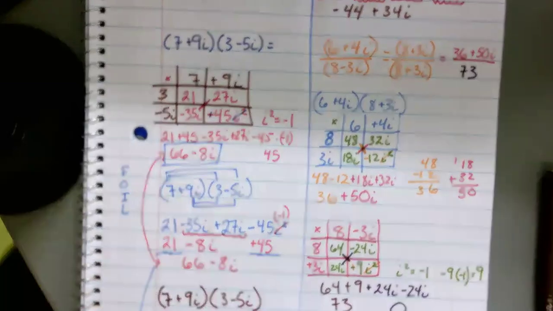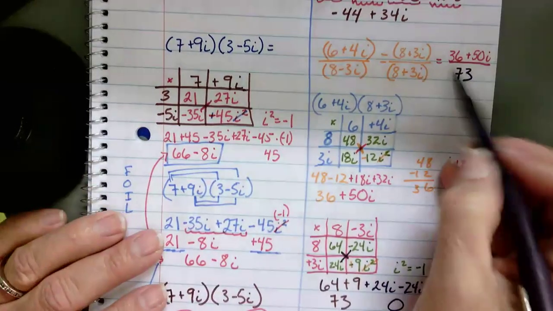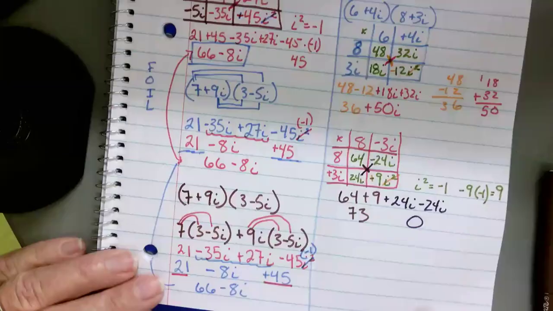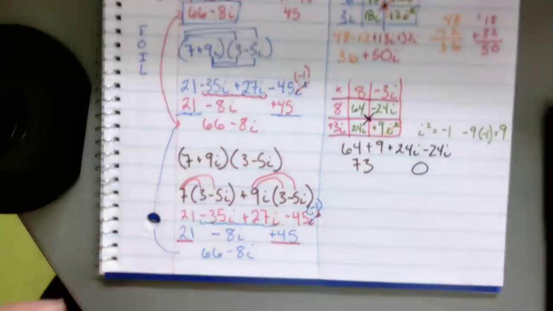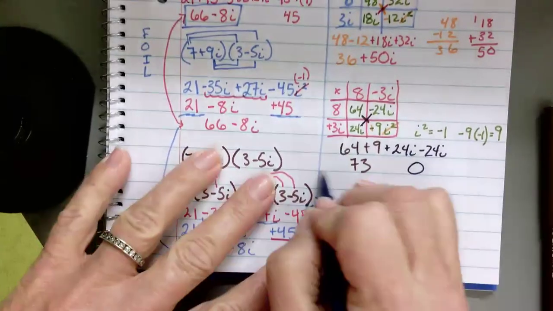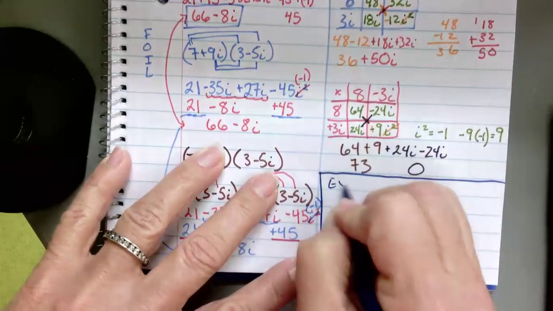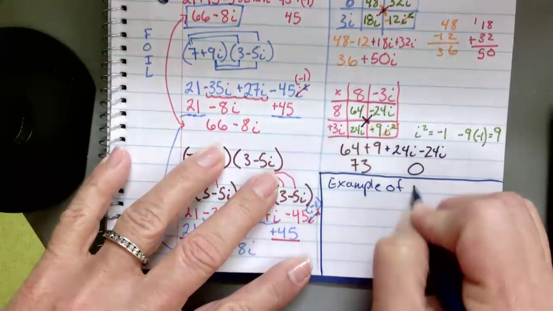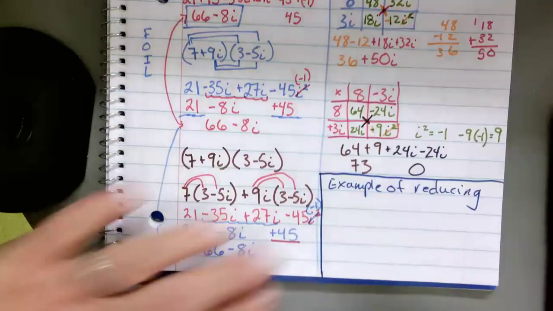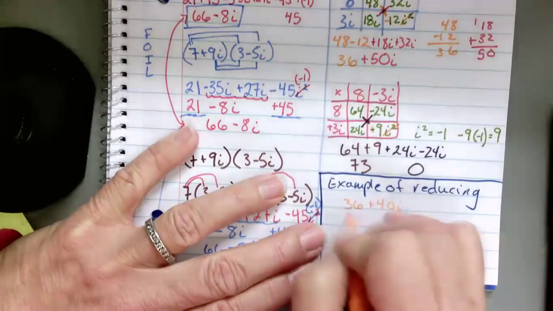Now, it didn't happen on this one, but we should be aware that sometimes you can factor something out of your numerator and reduce it with your denominator. So I'm just going to show what that would look like, even though it didn't work out for this problem. So let me make some sort of box so that we know this is totally different, okay? So example of reducing. So let's say that our answer ended up being like 36 plus 40i all over 20.